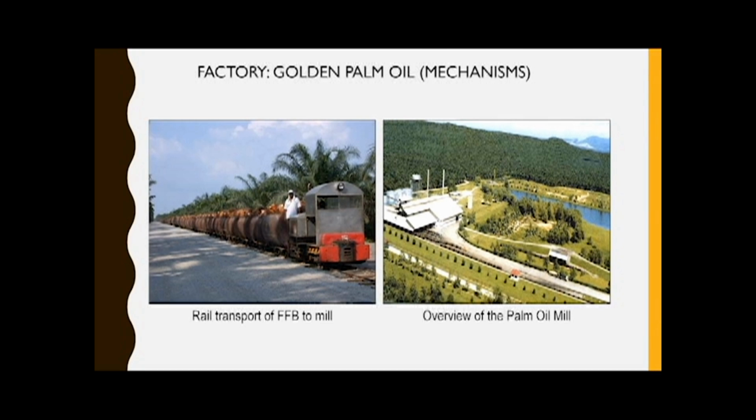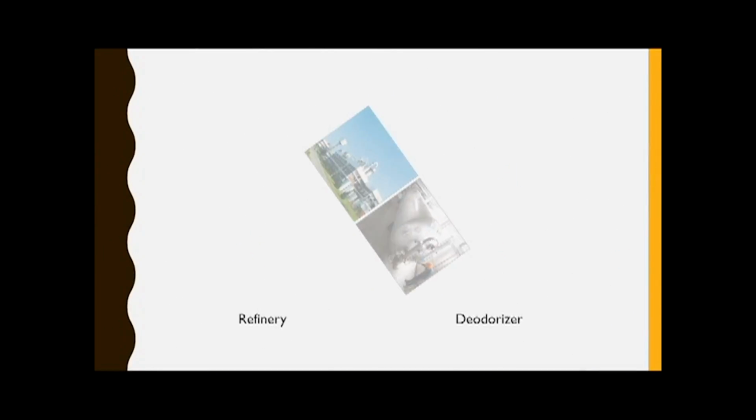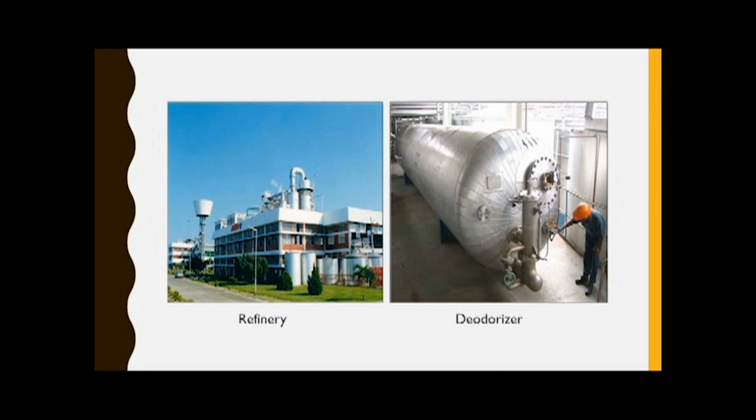The production of palm oil contains many processes. The first process is to reel and transport the FFB into the mill. FFB stands for fresh fruit bunch. The second step is to overview the palm oil mill. The third step is the refinery process, where the heat exchanger equipment is present. The fourth step is the deodorizer. Deodorization is a distillation process using steam as a carrier in order to remove unwanted odor and taste from a degummed or neutralized oil for the purpose of producing high quality oil.